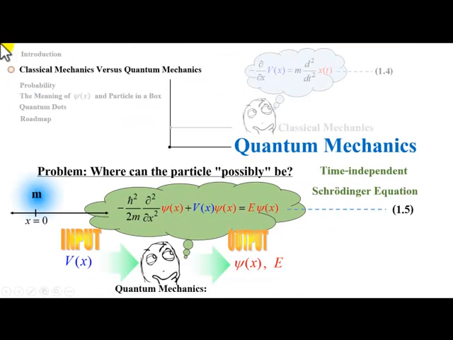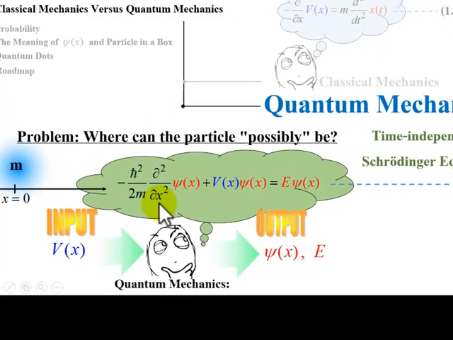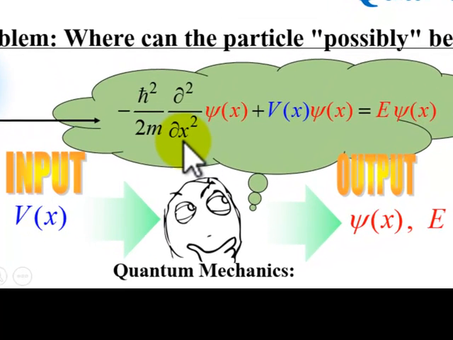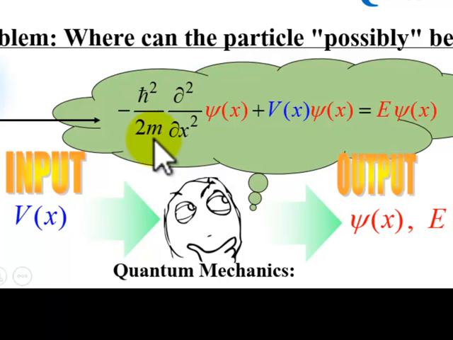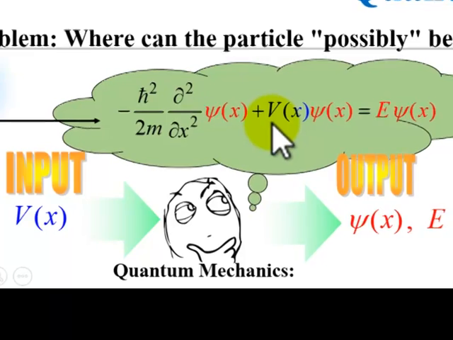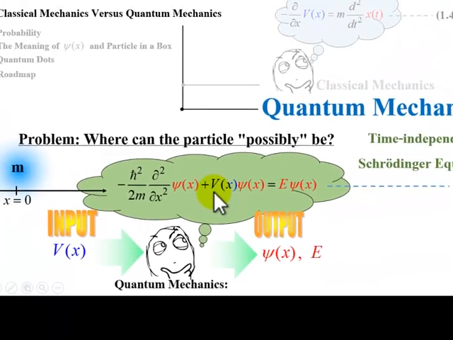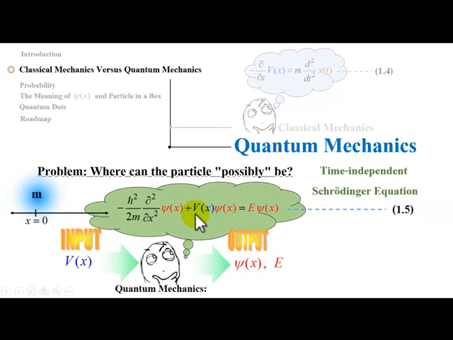Looking carefully at equation 1.5 of quantum mechanics, we see a few variables that are similar to equation 1.4 of classical mechanics, such as the variable x indicating position, the mass m of the particle, and the potential energy V of x. But there are a few extra symbols in the quantum mechanics equation, namely h bar, E, and psi of x, which will be elaborated in a moment.